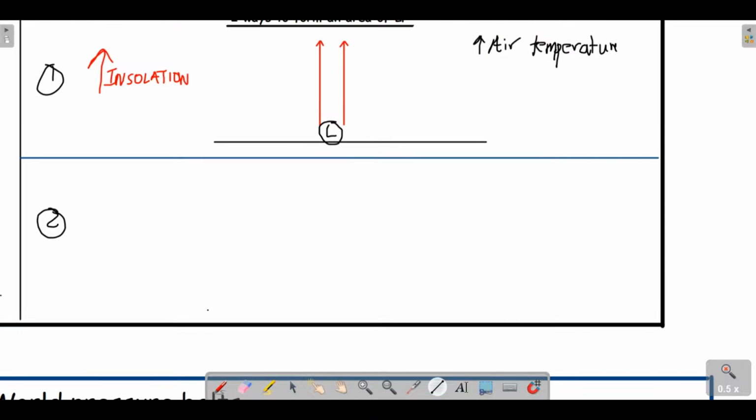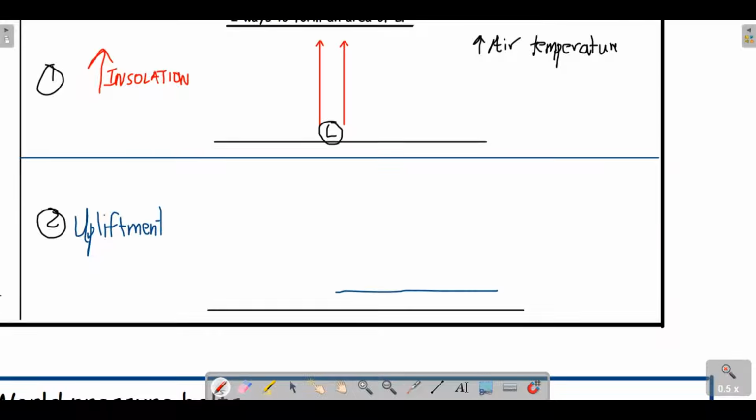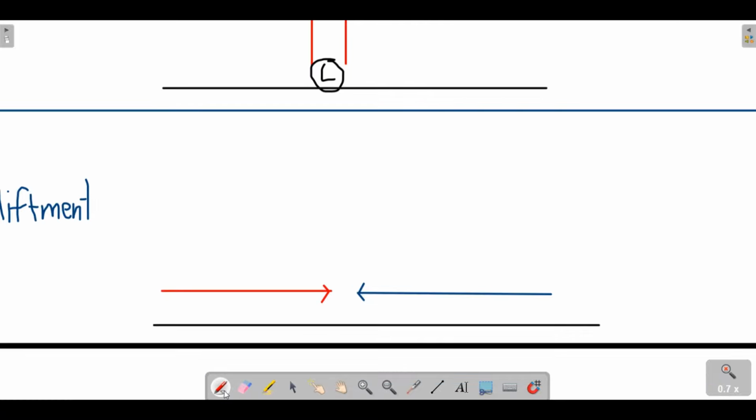And then the second way is by upliftment. Okay, some would argue that these are quite the same, but they are quite different, to be honest. So the upliftment occurs when you have cold air meeting up with warm air, right? So you have cold air on the right, which is dense, which is heavy, and it meets up with warm air on the left, which is less dense. What's going to happen there?